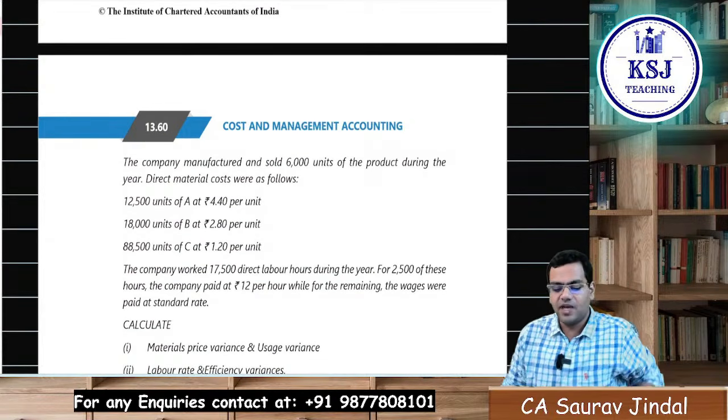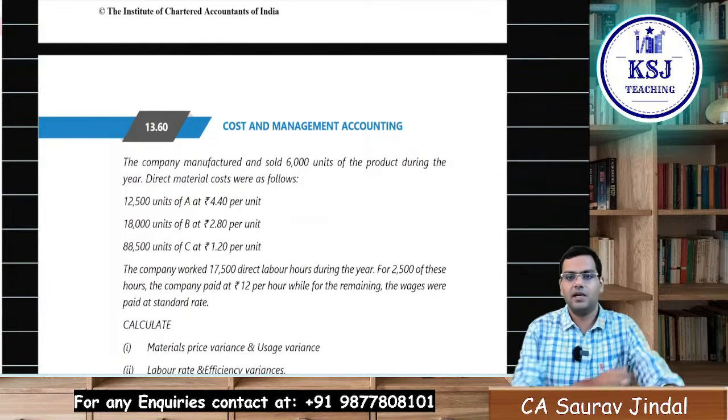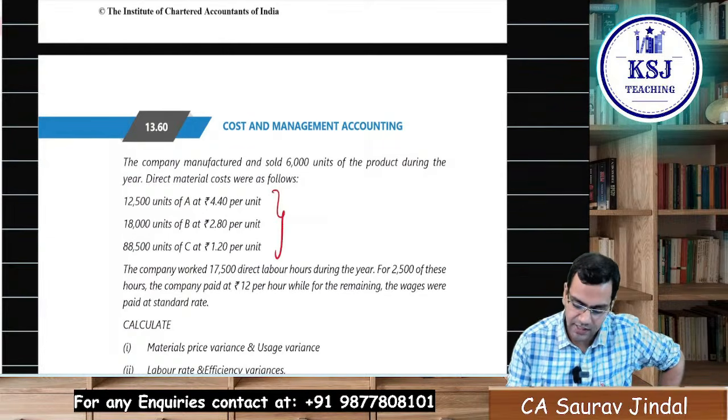The company manufactured and sold 6,000 units of the product during the year. Direct material costs were as follows. So these are the actuals that are given to you.